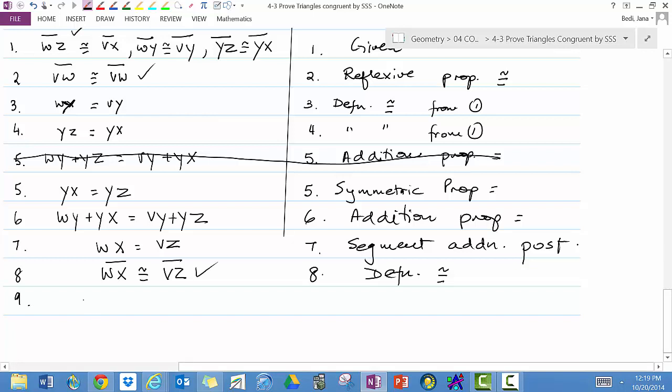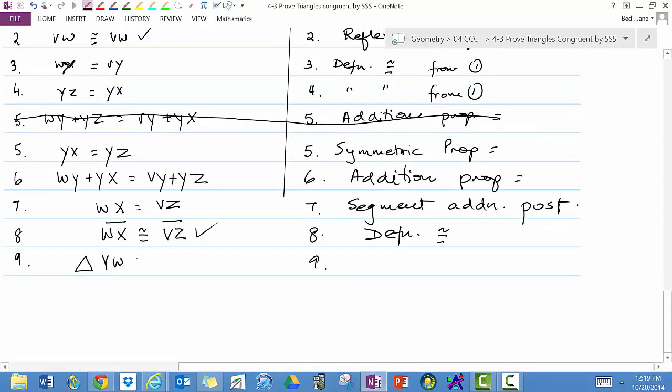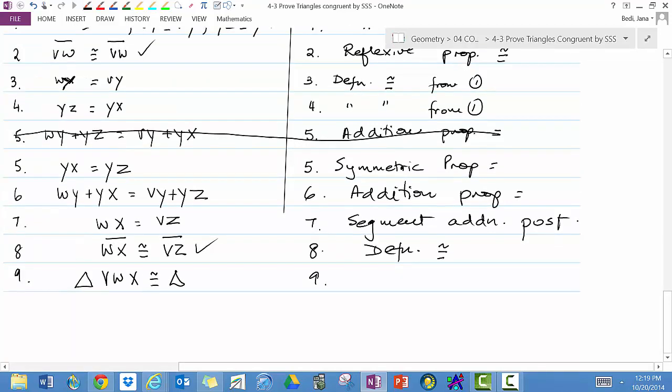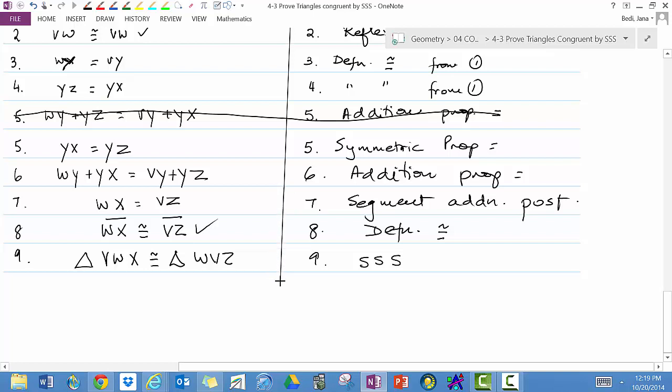So my two triangles are congruent by triangle, and I want to make sure I have them in the correct order. So let me just go back. VWX is congruent to WVZ, and the reason is SSS, because I have shown that three sides of one are congruent to three sides of the other. So you've just shown two triangles congruent by SSS.